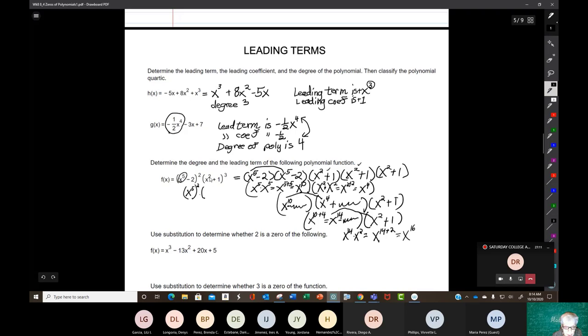And then take x to the 2 and raise it to the 3rd power. Now, when you have a base raised to a power and raised to a power again, you multiply the powers. So this would be x to the 10th times x to the 6th.